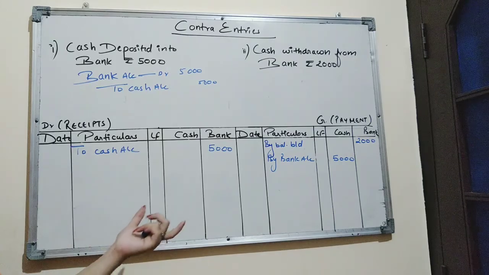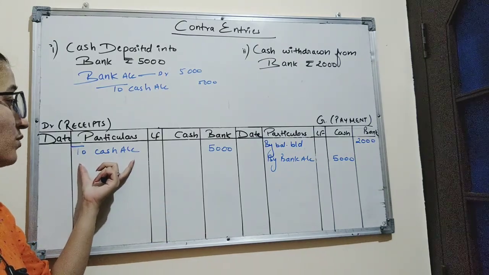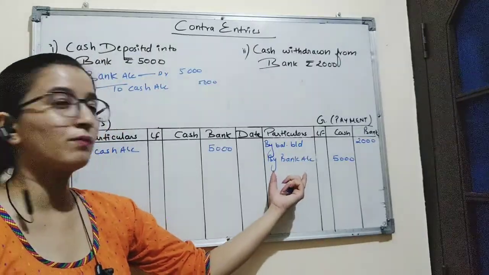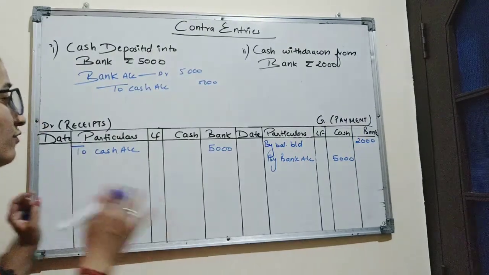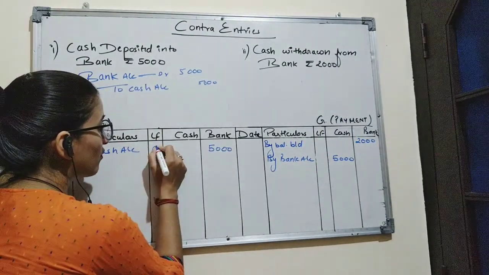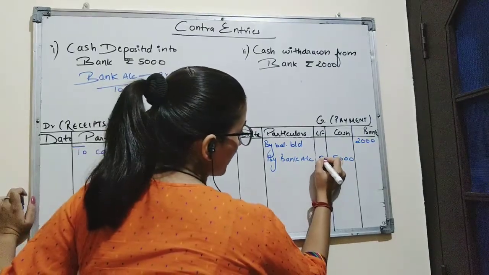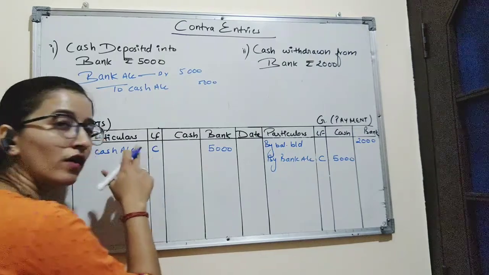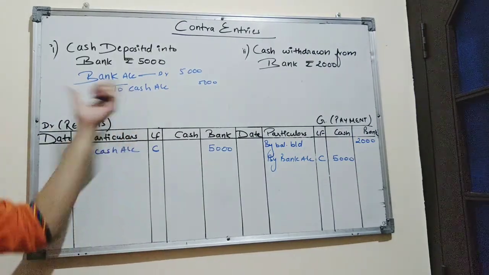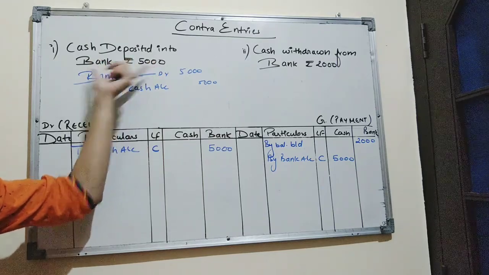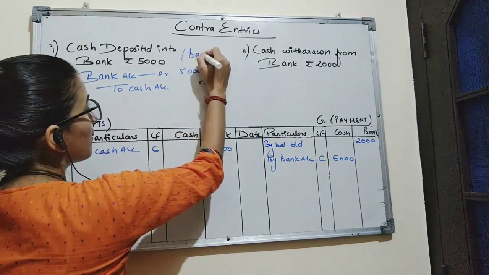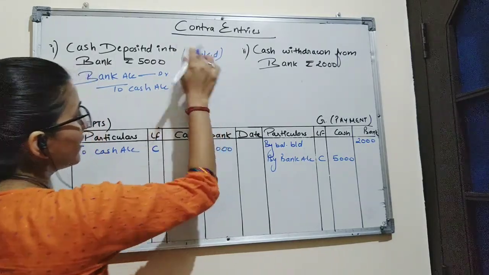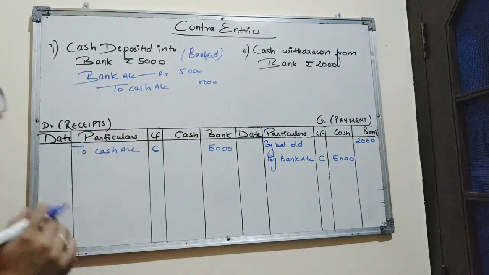So this is what a contra entry is. When you record the cash account, you will post the amount in the bank column, and when you record the bank account, you will post that amount in the cash column. And for this you have to write C in the LF column. C means contra entry. So whenever there is a contra entry, you have to mention it by writing C in the LF column. Now sometimes in the question this transaction is written as banked. That means whenever the question says banked, it means cash deposited into bank.